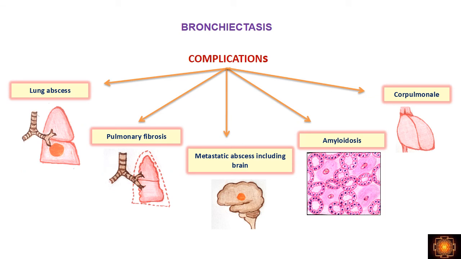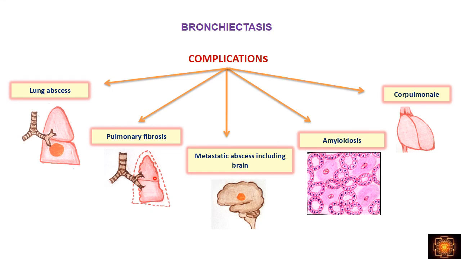And when you see the complications, the foremost complication is that the patient may develop a lung abscess. If there is a severe infection, the patient will develop a lung abscess. Later on, because of the severe infection, the patient may develop sepsis also, and he can develop metastatic abscesses, including an abscess in the brain. Later on, as a healing process, there can be pulmonary fibrosis. So this is also one of the complications.